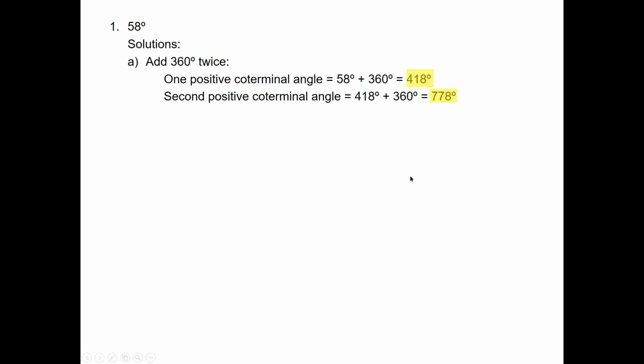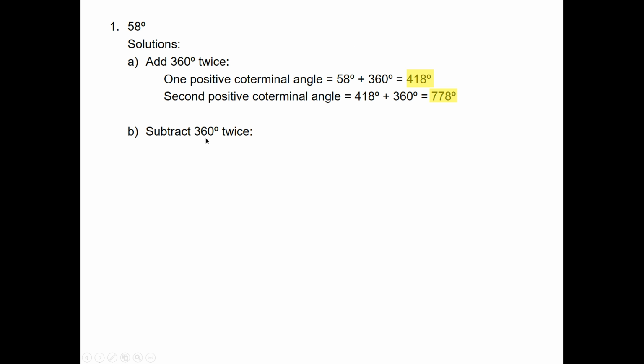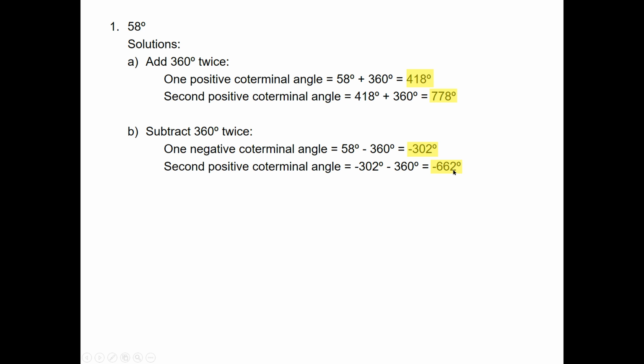Very hot angle. Now to get the two negative ones, we'll subtract 360 twice. So subtract 360 twice to get the two negatives. So 58 degrees minus 360 degrees, negative 302 degrees. Then subtract 360 again, negative 662 degrees. Those are my two negative coterminal angles. Notice there are a bunch of coterminal angles to any given angle. Just keep adding, subtracting 360.